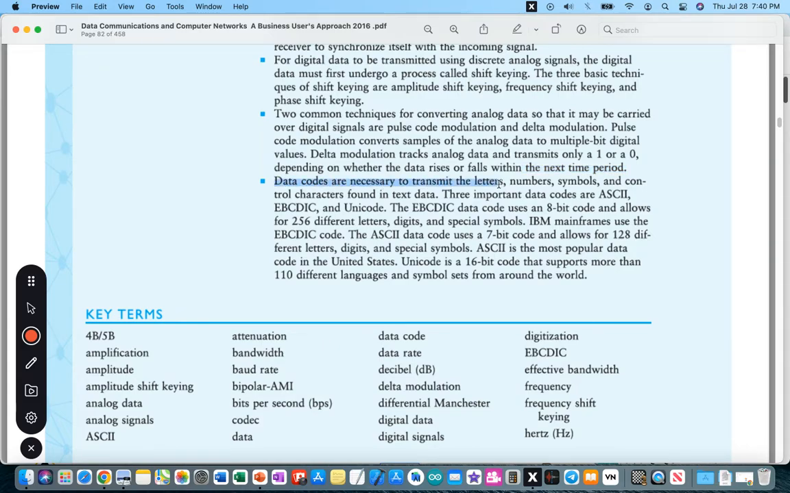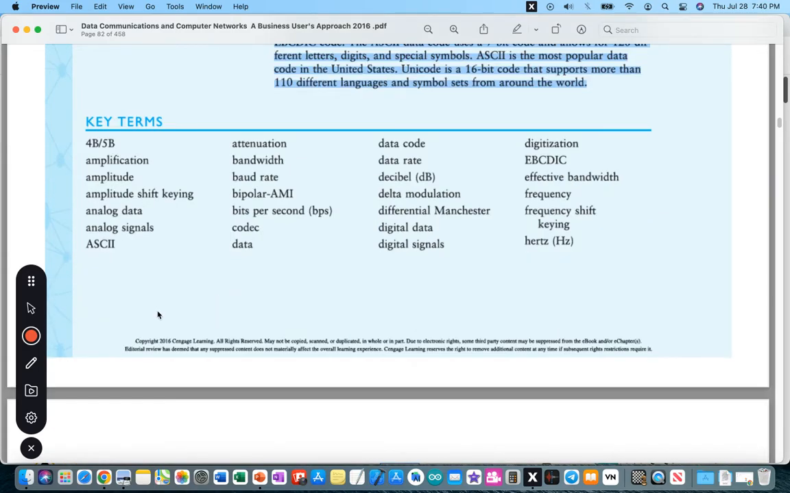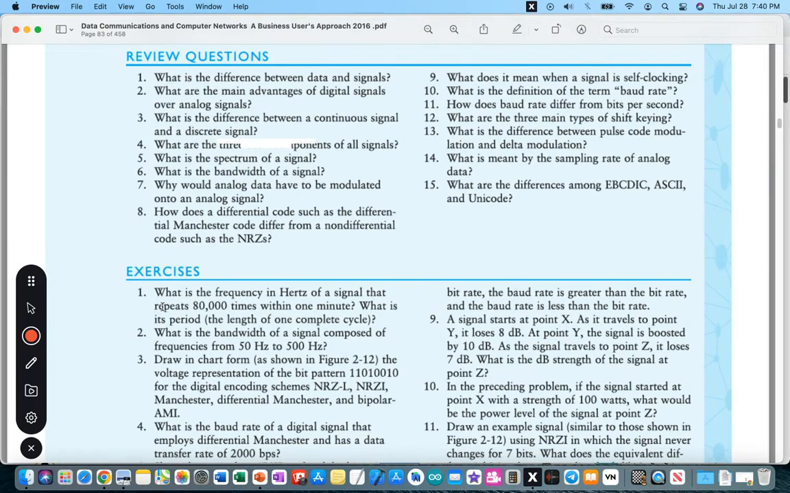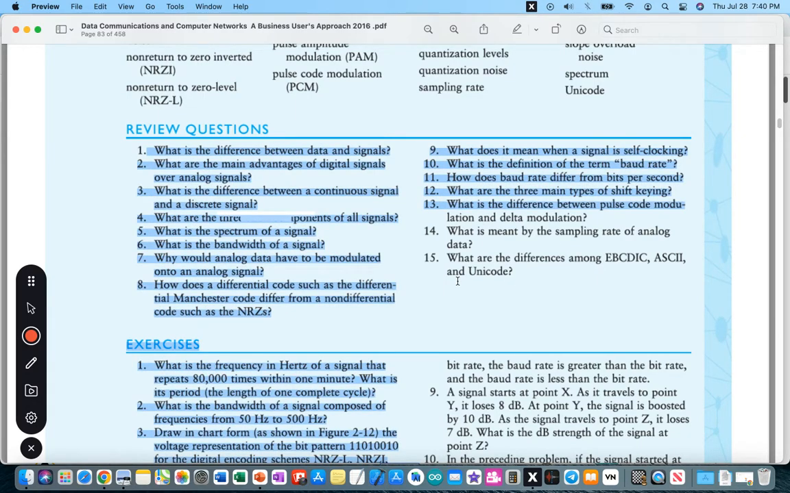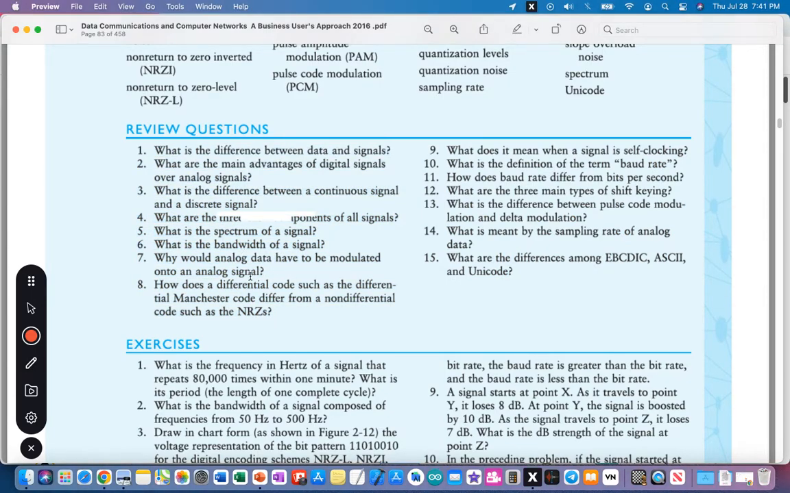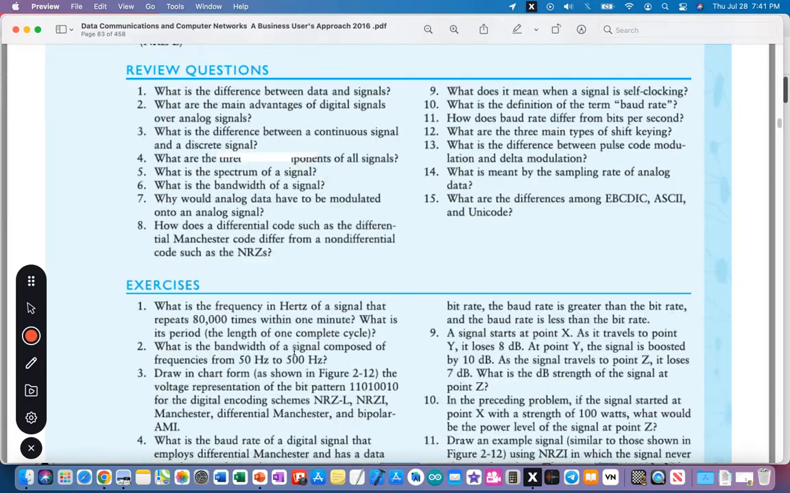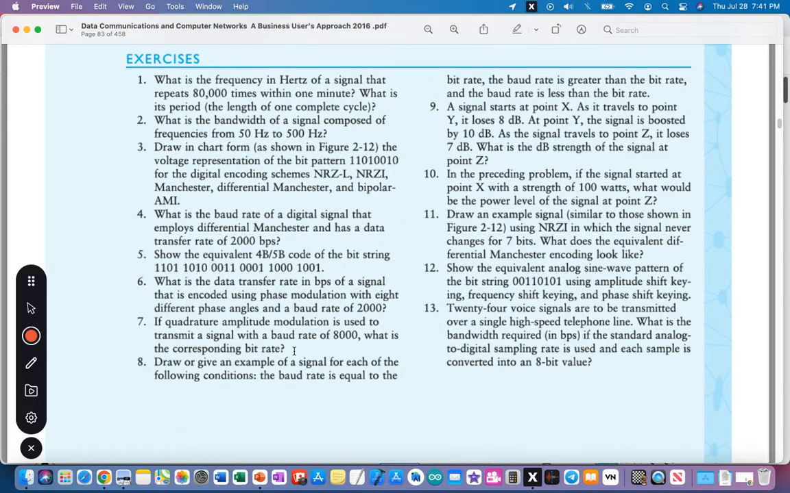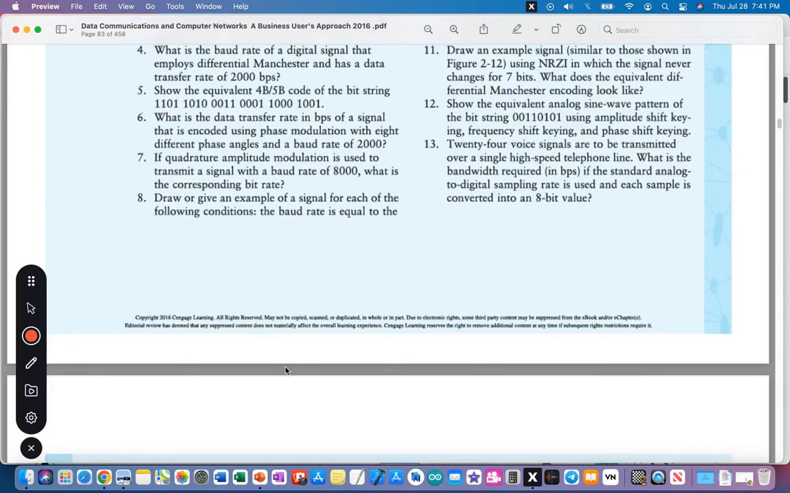Data codes are necessary to transmit the letters, numbers, symbols, and control characters found in text data. Three important text data codes are ASCII code, EBCDIC code, and Unicode. And here it's written, the key terms are like this. Review questions are important. If I want to test you, I'll bring you one of these questions and you have to be able to answer it. Exercise and thinking outside the box, as another nominated test questions.